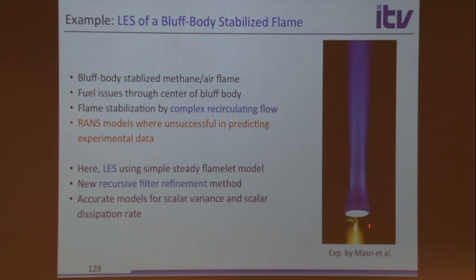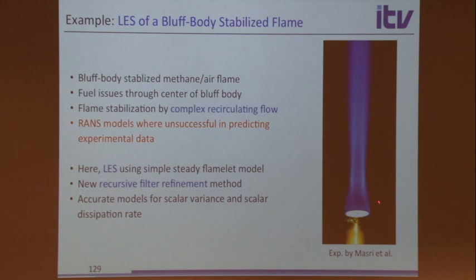What's interesting is that this is a bluff body stabilized flame. You have this white surface here, that's a solid body, and the little black spot in the center is the fuel nozzle, where the fuel comes out, and the air comes around this. Because the air comes around this, you have a recirculation region, and this recirculation region then leads to the flame stabilization.